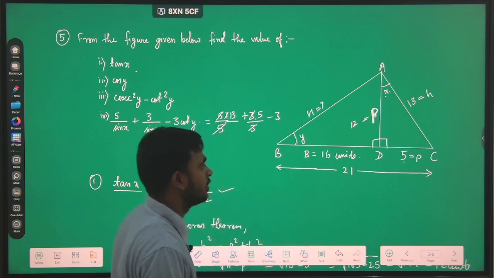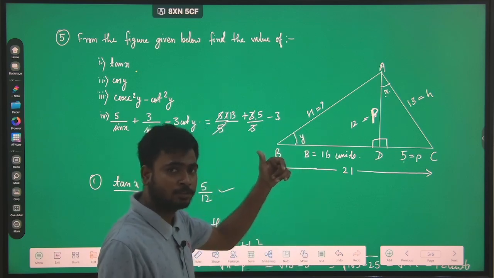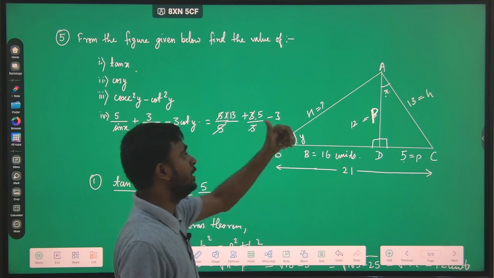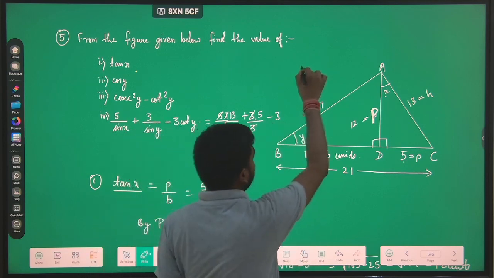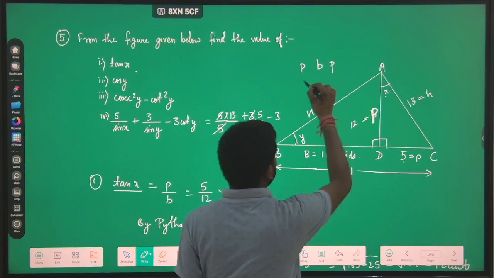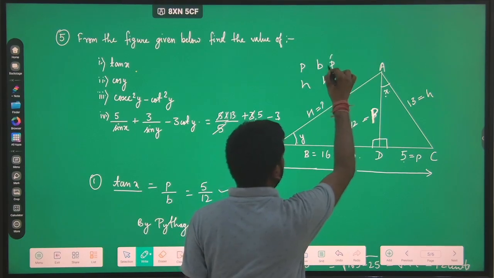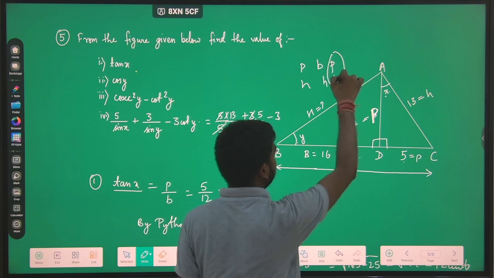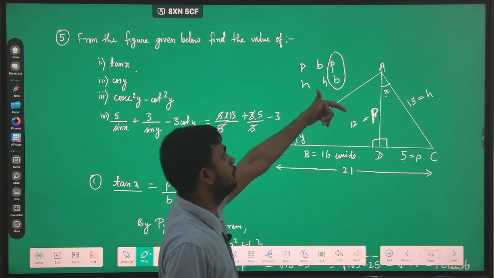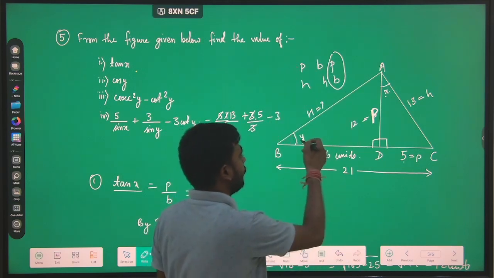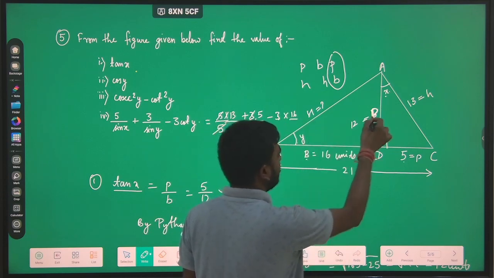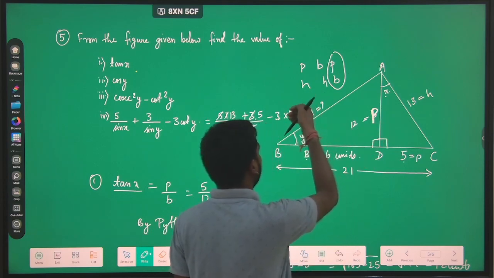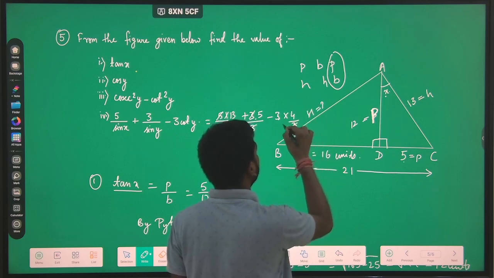Cot y will be what? B upon P. Tangent of angle theta is P upon B, so cotangent will be B upon P. For y, what is B? 16. And what is P? 12. So it will be 4 upon 3.